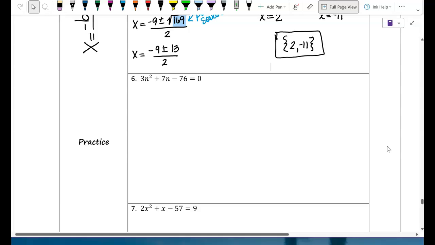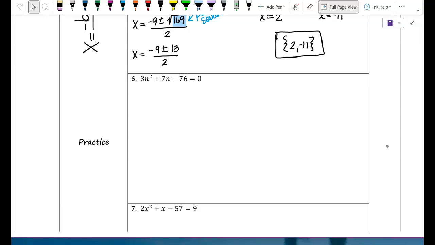Number 6, 3n squared plus 7n minus 76 equals 0. Even if this one factored, I'm looking at the number negative 76. I would have to take that times 3, and then find factors that add up to 7. That seems like an awful lot of work when I can just go to the quadratic formula.